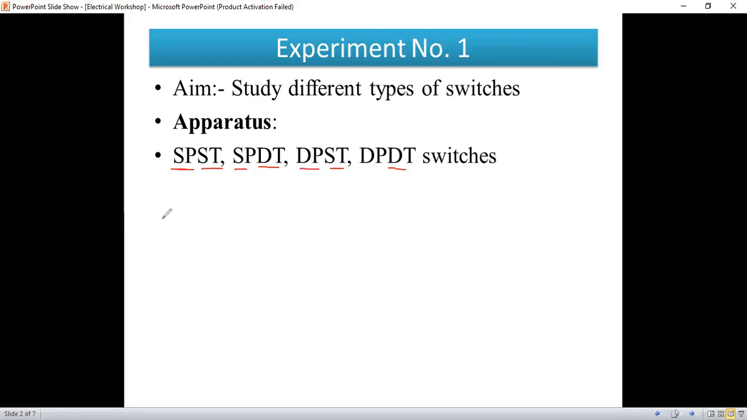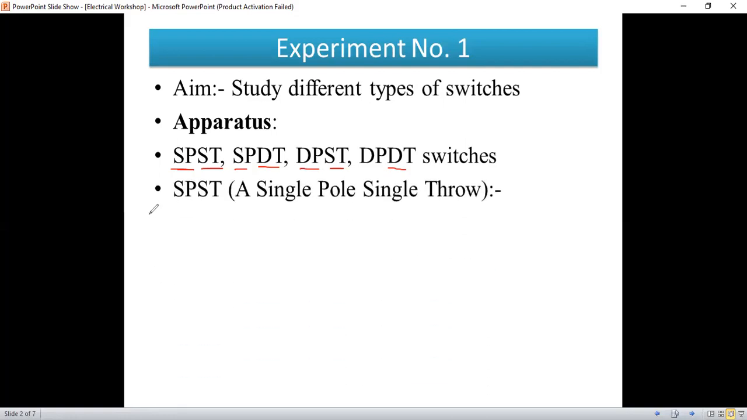So like that, it is SP. Pole refers to the number of circuits to be controlled by that switch, and the throw, as in ST or DT, refers to how many throws are needed to control the circuit. Okay, so these are the apparatus required.